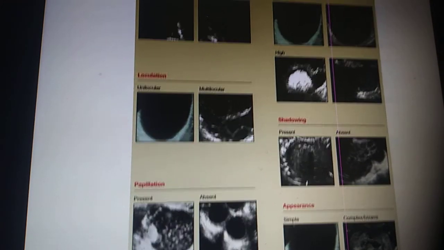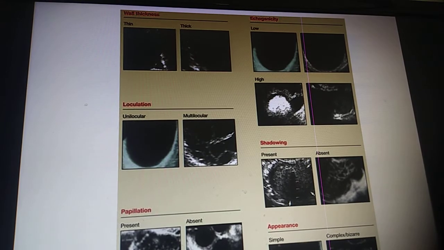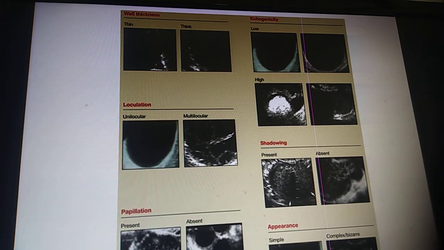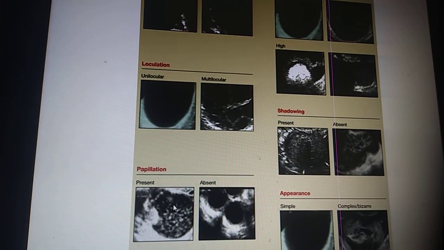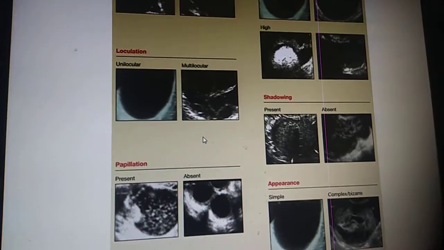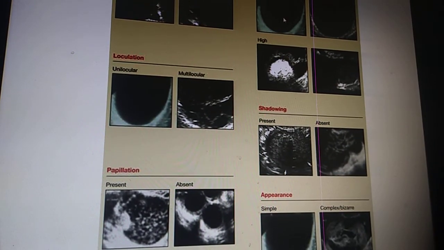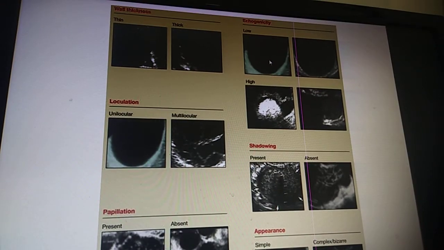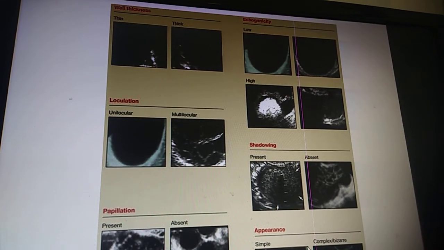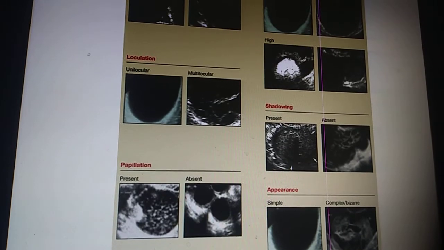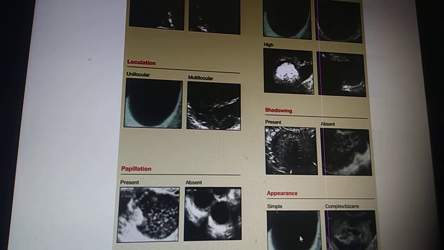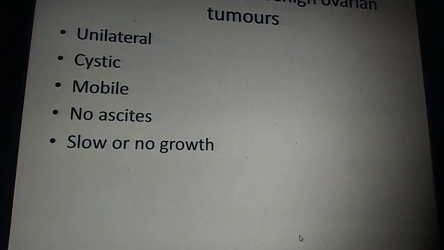These are some other radiological pictures. This talks about the wall thickness. The wall of a benign ovarian cyst will be thin walled. A thick walled cyst is likely to be malignant. Unilocular cysts are benign. Multilocular cysts are likely to be malignant. Where papillations are present, it is likely to be malignant. Absent papillations is a benign feature. Low echogenicity and a simple appearance instead of a complex appearance is likely to be benign. These are all features of benign tumors.